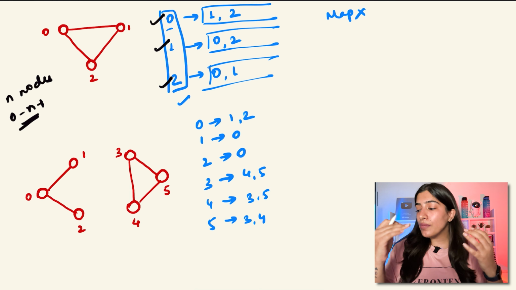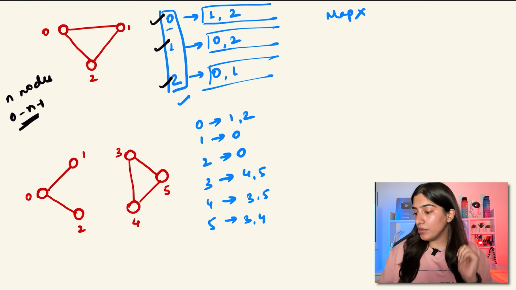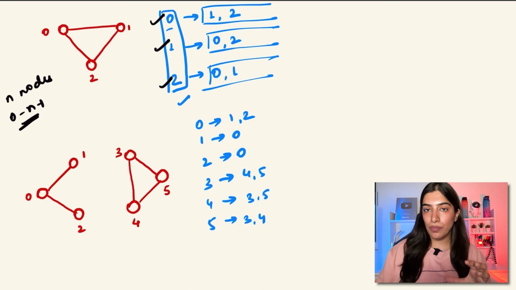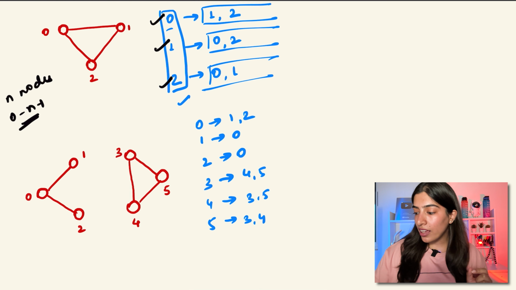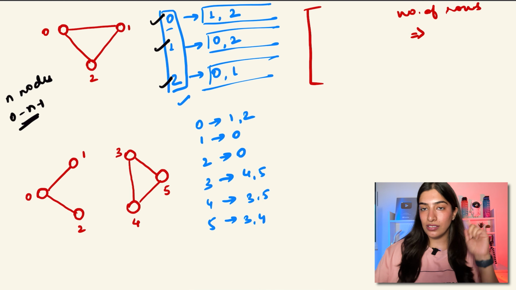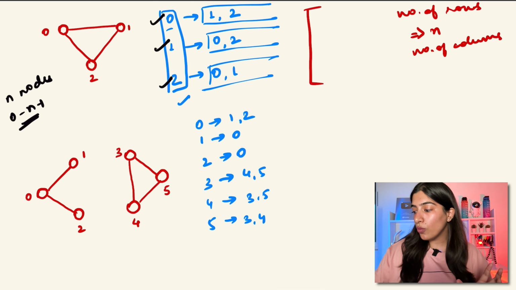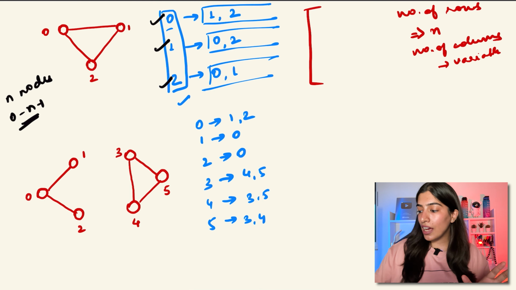So why take a map and why store the keys? Why can't we just keep an array of arrays? Let me show you what I mean. Instead of keeping a map like this, why can't I have an array? The number of rows in this 2D array is going to be n, but the number of columns is going to be variable. So in this example, it is like 1, 2, 0, 2 and 0, 1.